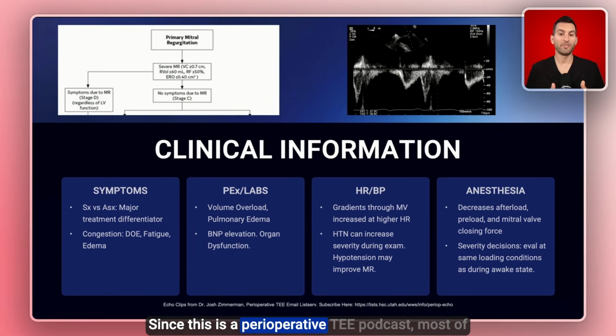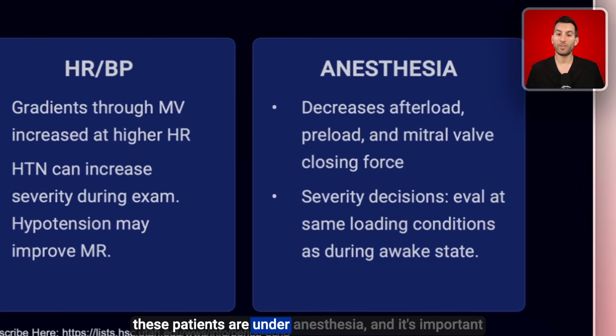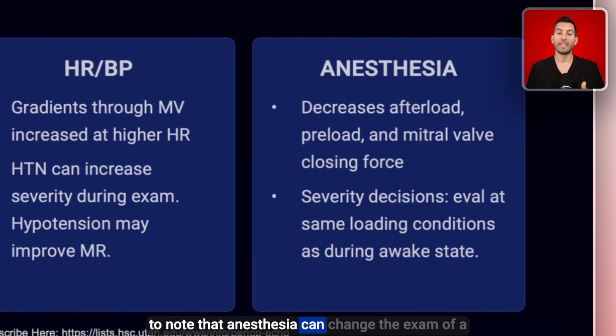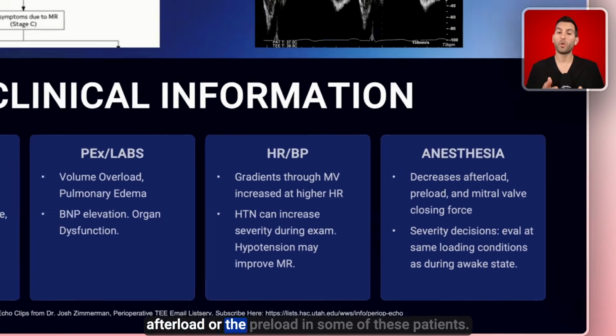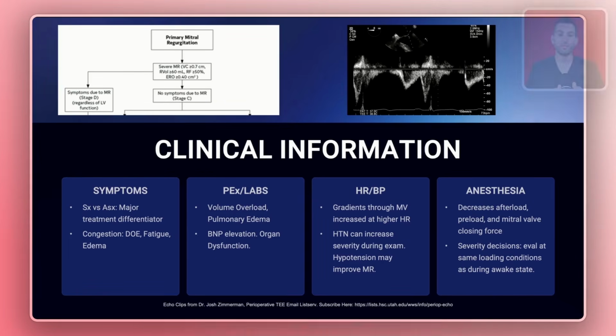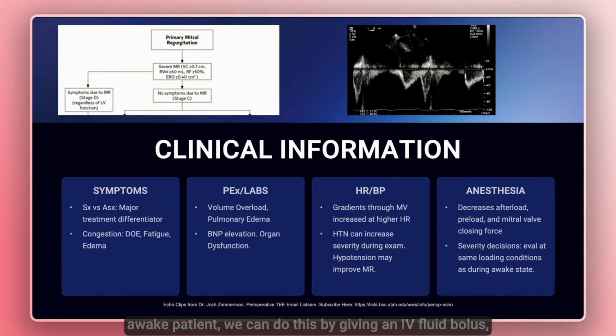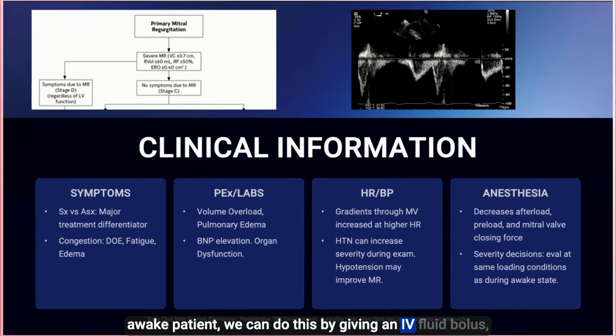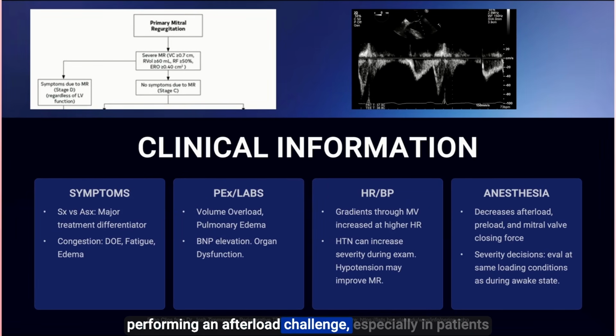Since this is a perioperative TEE podcast, most of these patients are under anesthesia, and it's important to note that anesthesia can change the exam of a patient with mitral regurgitation by decreasing the afterload or the preload in some of these patients. So when we make a decision about valve severity, we want to evaluate it at the same loading conditions as we would expect in the awake patient. If we need to perform interventions to simulate the awake patient, we can do this by giving an IV fluid bolus, performing an afterload challenge, especially in patients with functional and secondary MR, as primary MR is not as affected by anesthesia because it's a structural deficit.